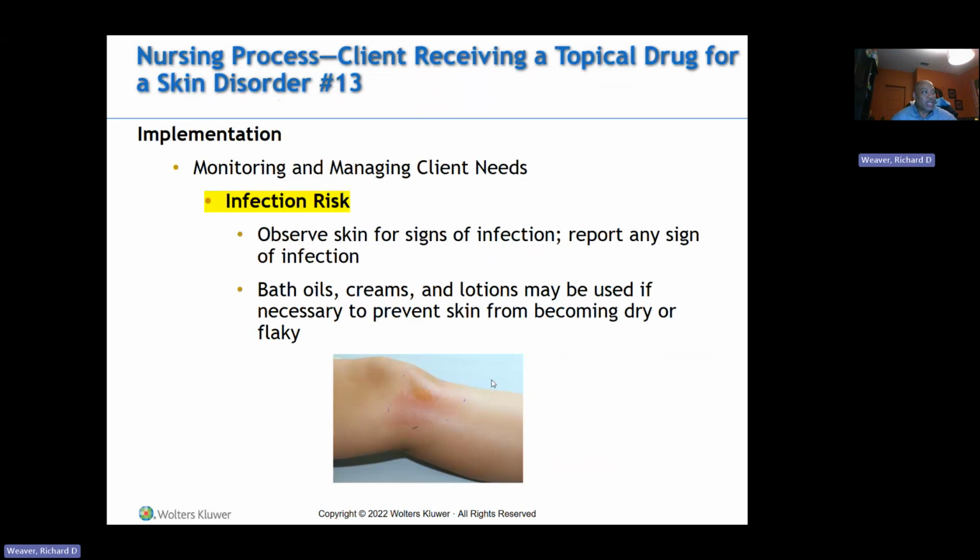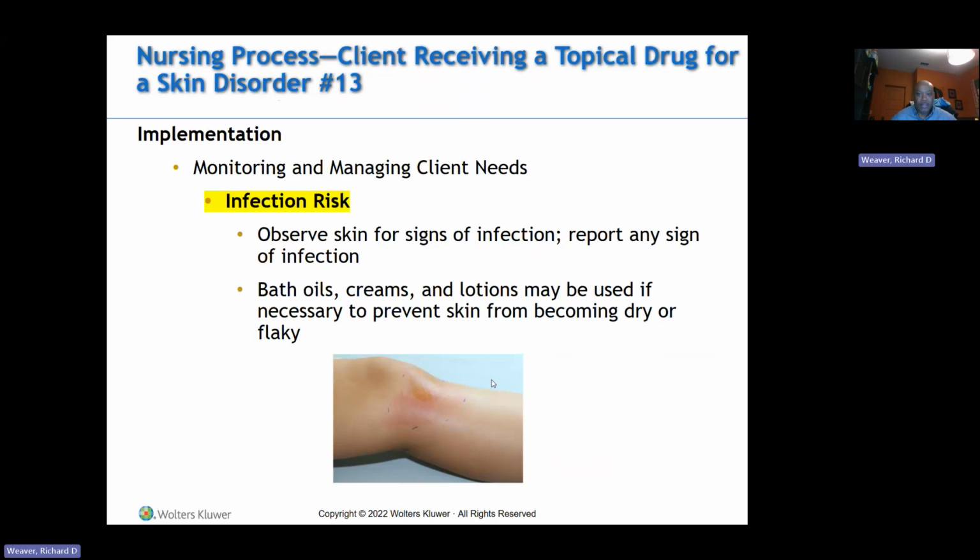In terms of infection risk, we want to observe the skin for signs of infection and report any signs of infection. In other words, like redness and heat, pus, elevated temperatures, and also elevated pulse rate may indicate an infection and possibly even a systemic infection. So we want to report this immediately to the primary care provider.